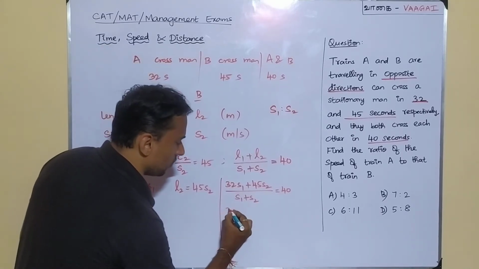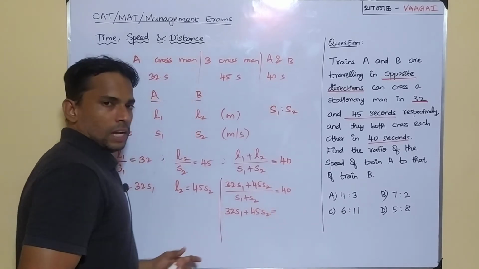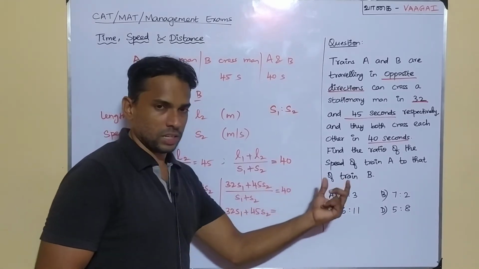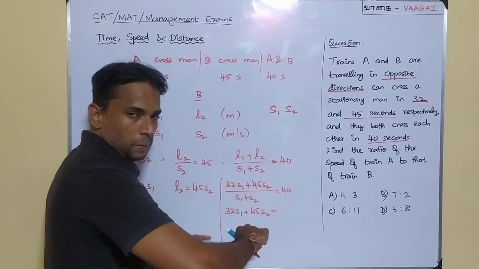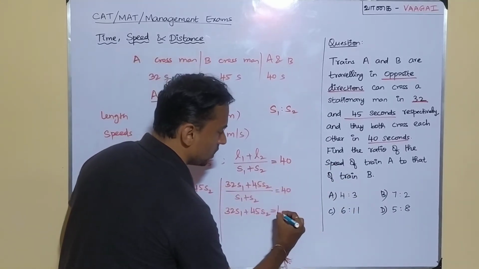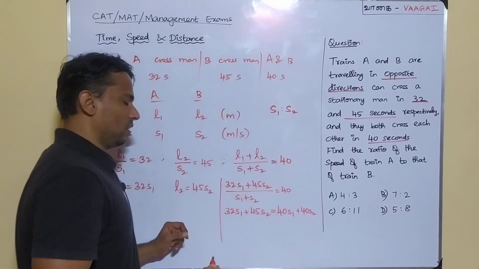So what happens next is we'll have 32 S1 plus 45 S2 will be equal to, let me just take this S1 plus S2 to the other side. It will be just multiplied with that 40. So let me just bring that 40 also inside. So we'll get 40 S1 plus 40 S2. Is it or not? So this is the way we'll be getting.